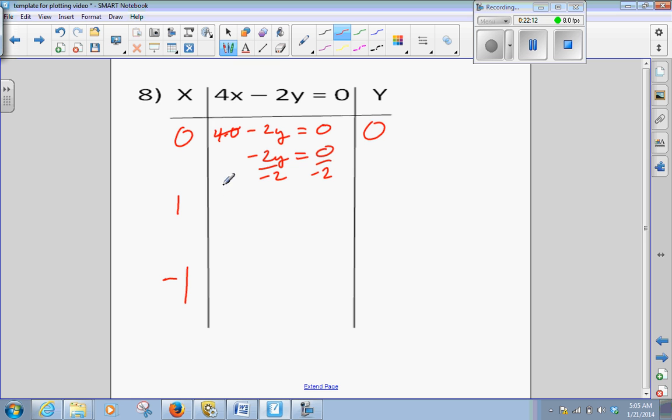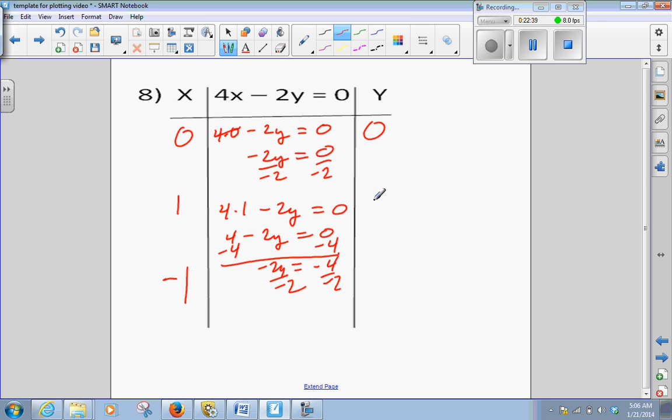For the next one, instead of 4 times x, I'm going to do 4 times 1 minus 2y is equal to 0. So 4 times 1 is 4, minus 2y is equal to 0. I need to get rid of that 4 with a minus 4. So this is negative 2y is equal to negative 4. Divide both sides by negative 2. Negative 4 divided by negative 2 is a 2.